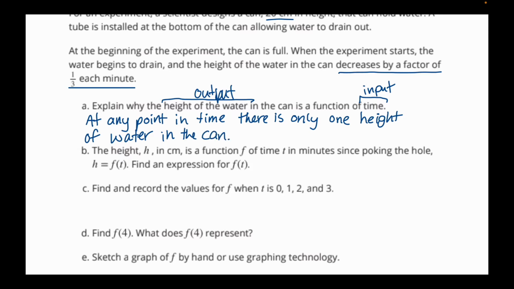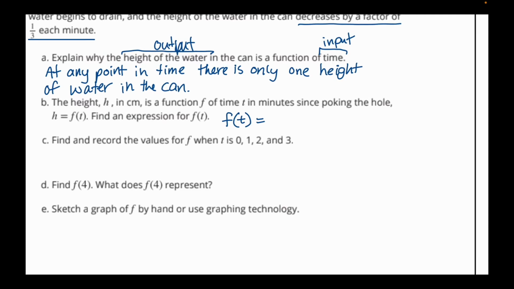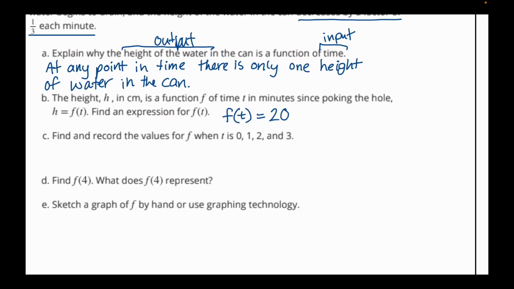Okay, so now that we have thoroughly convinced everyone that this is a function, we're now going to write it in function notation. So we're going to use f of t, and t is going to represent minutes. So instead of saying that h is equal to something, we're going to use f of t to represent this. But we're still going to use the basic pieces to build our equation. That is going to be our initial value, which is the starting height of the water. And it said that at the beginning of the experiment, the can is full. So if the can is full, that means we are starting with 20 centimeters.